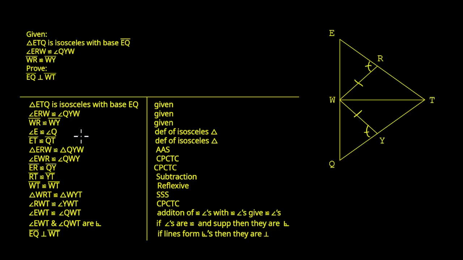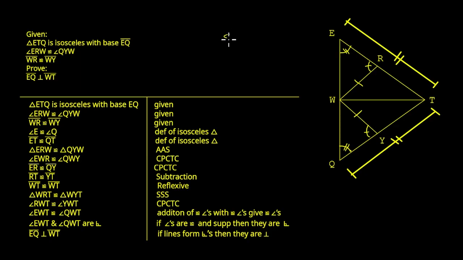Angle E is congruent to angle Q, definition of isosceles triangle. Angle E is congruent to angle Q right over here. ET is congruent to QT. So we have here ET on this side is congruent to QT on that side, both definition of isosceles triangle. Triangle ERW is congruent to triangle QYW, AAS.